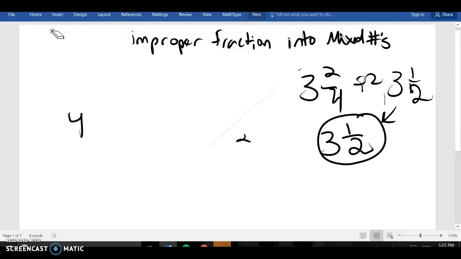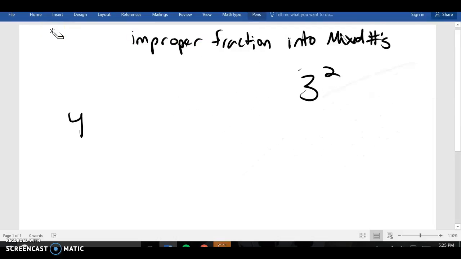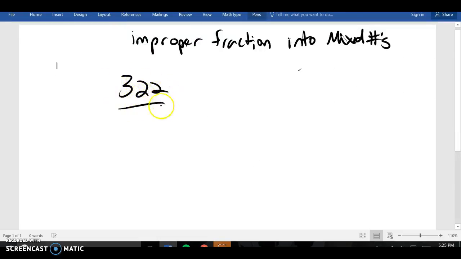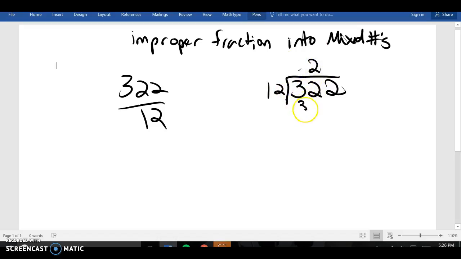Let's try our one from our test. So one of your answers you got from your test, and a lot of us got this one wrong. So we got 322 over 12. Okay? I know those are big numbers. I know that's big and scary. So if you wanted to simplify this, and you can always simplify at the end, for those of you that are wary of simplifying at the beginning, 322 divided by 12. 12 doesn't go into 3, it does go into 32, and it goes in twice.